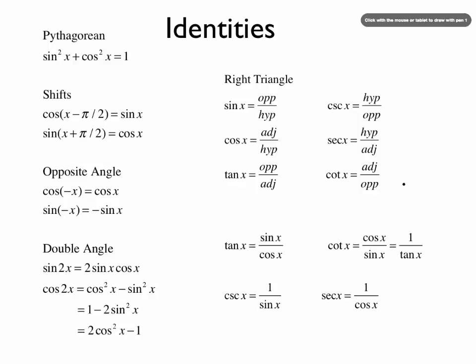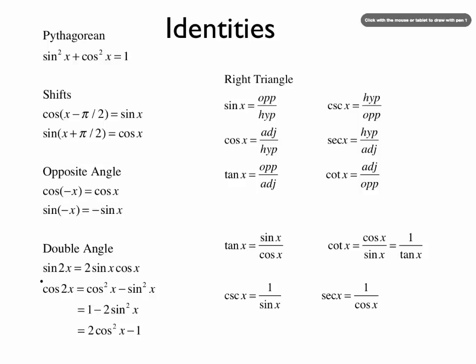So all these on the right here give us three new trig relationships called cosecant, secant, and cotangent, which come directly from sine, cosine, and tangent. They're just the reciprocal of each of those. Okay, here's opposite angle. You don't really see those used too often, but these you do.